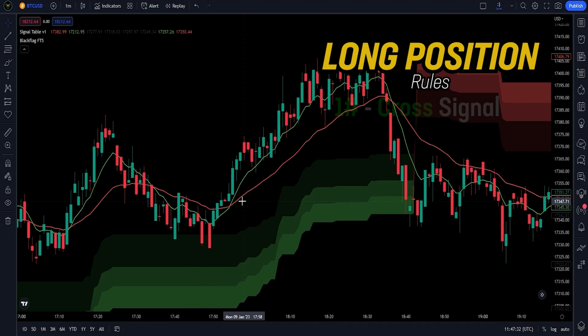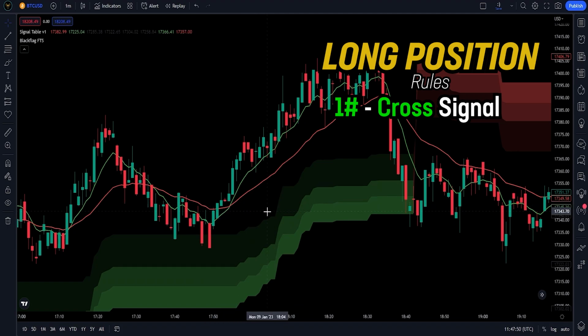Rule number 1, cross signal. Like I mentioned previously, our first indicator adds these red and green EMA lines. When entering a long trade, we will always wait for the green EMA line to cross the red EMA line upwards, like here. When this happens, we receive a bullish signal that the market is in an uptrend, and the price will rise.